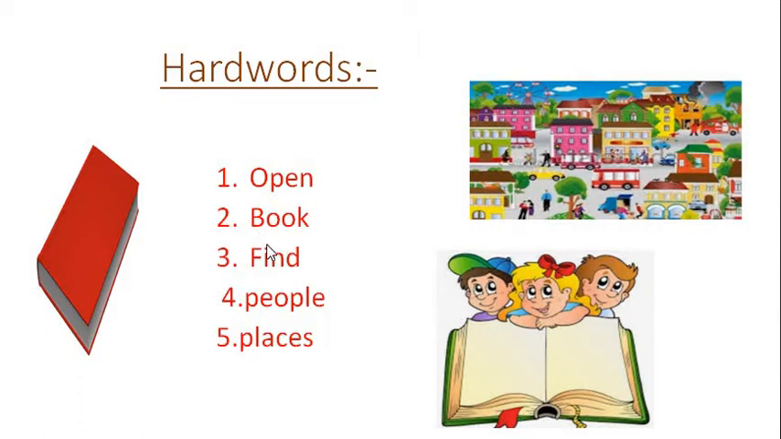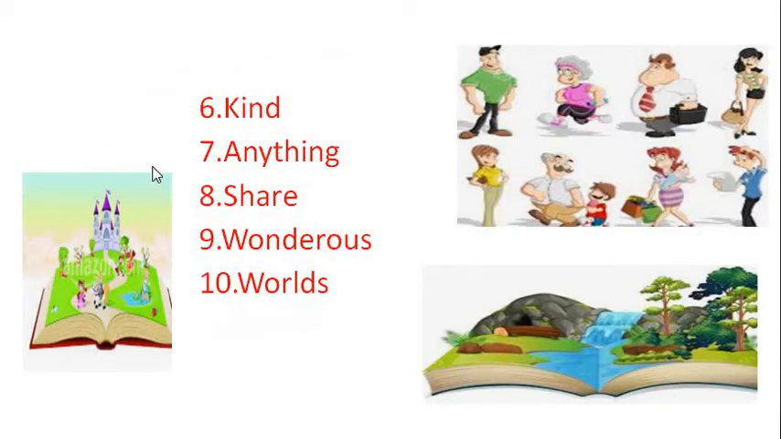Then book, spelling of book. B-O-O-K, F-I-N-D, P-E-O-P-L-E, P-L-A-C-E-S, places. Okay? Open, book, find, people, places. We all have done this. Understood? Yes. Now see here.